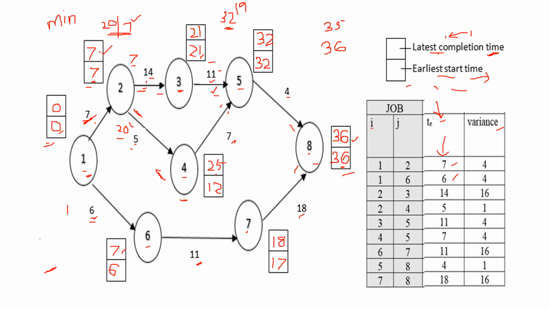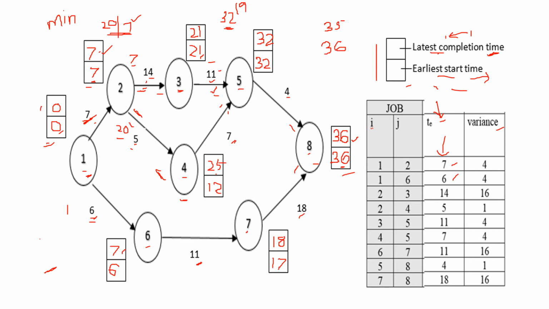Okay, now this is the complete network diagram you are having. Now you have to find the critical path from this. For finding the critical path, select the nodes where the latest completion time and the earliest start time are the same.